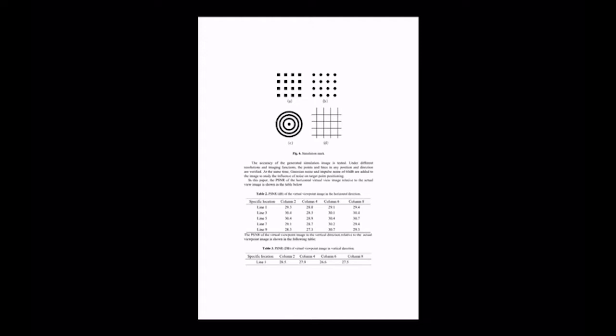In this paper, the PSNR of the horizontal virtual view image relative to the actual view image is shown in the table below. The PSNR of the virtual viewpoint image in the vertical direction relative to the actual viewpoint image is shown in the table below. The PSNR of the virtual viewpoint image in the diagonal direction relative to the actual viewpoint image is shown in the following table. It can be seen from the above three tables that the horizontal and vertical virtual view images have higher PSNR than the oblique virtual view images.